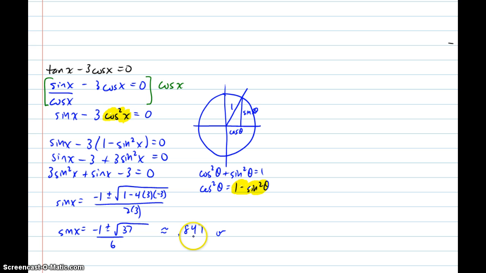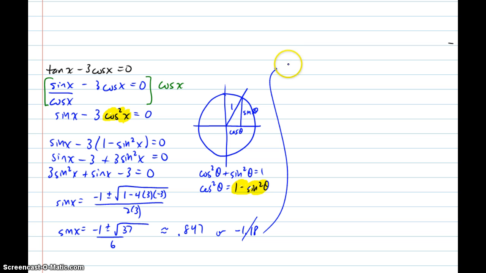So I store 0.847 on the calculator, and if I do negative 1 minus the square root of 37 divided by 6, I'm going to get about negative 1.18. I know that's not going to work since I want the sine of x to be this, and the sine can't be bigger than 1 or less than negative 1, so that's an extraneous answer.